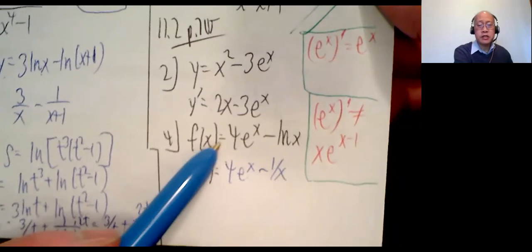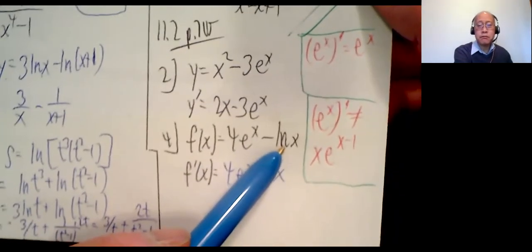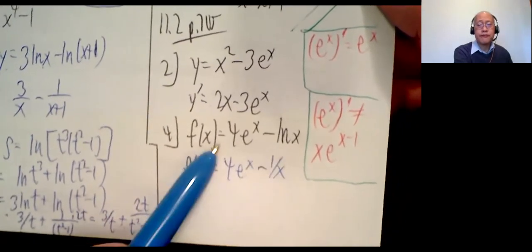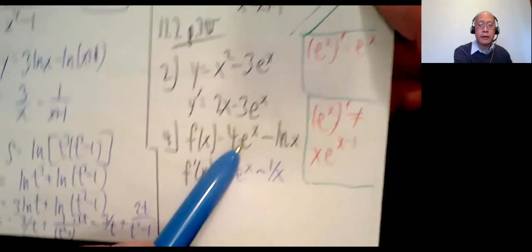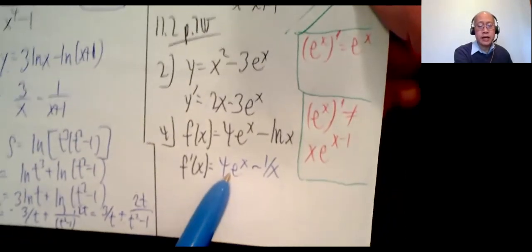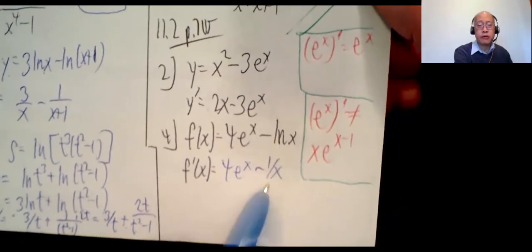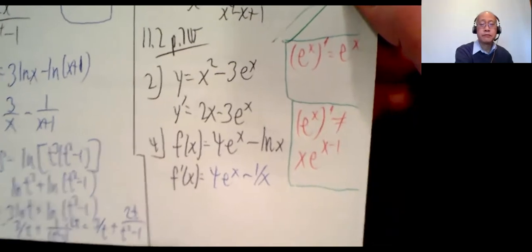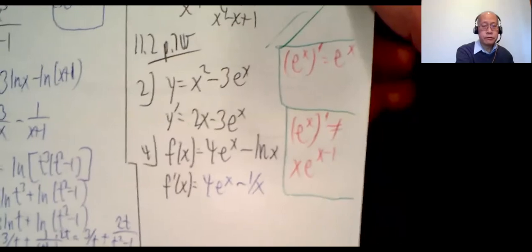Number 4, f of x is 4e to the x minus natural log of x. Right? So the derivative of 4e to the x is 4 times the derivative of e to the x, but it's the same thing. So 4e to the x minus, and we now know the derivative of natural log of x is 1 over x. Okay, get the idea? So that's the way it works.